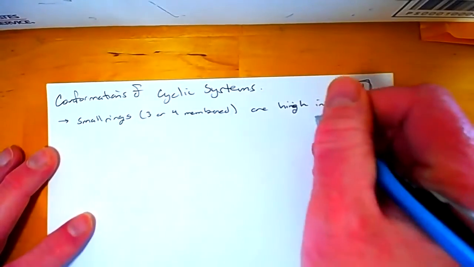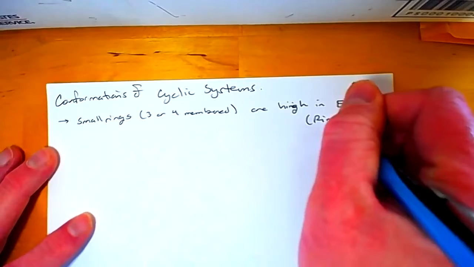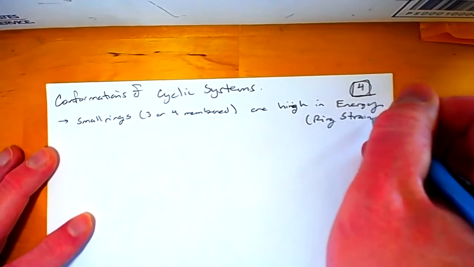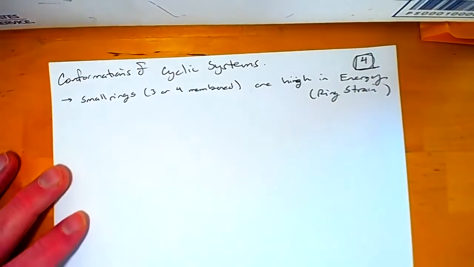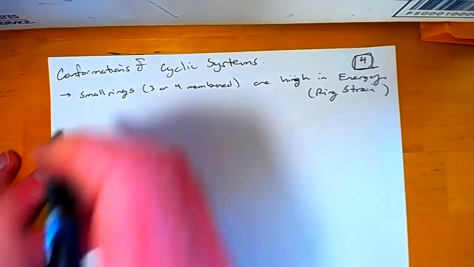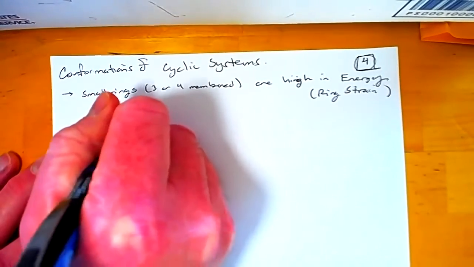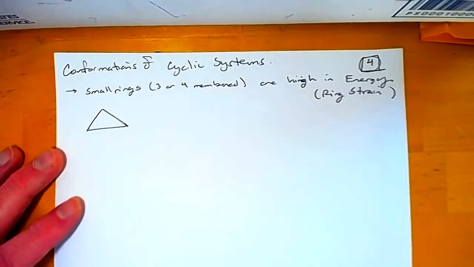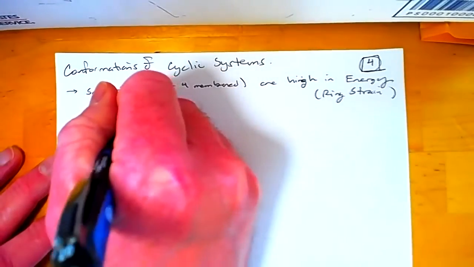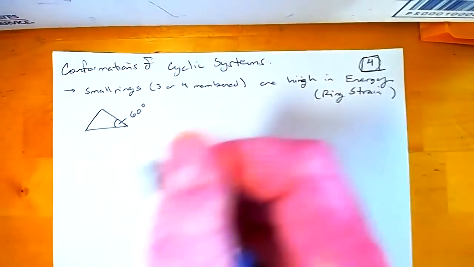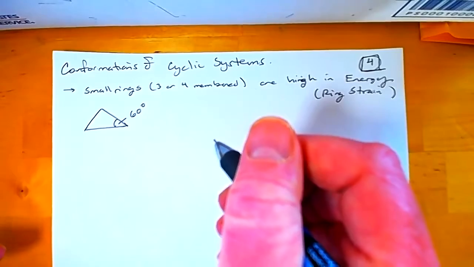And this is due to a phenomenon that's known as ring strain. Okay? Now, if you were to go and draw a structure of cyclopropane, that looks something like this. Okay, the bond angle for cyclopropane is roughly about 60 degrees, okay?